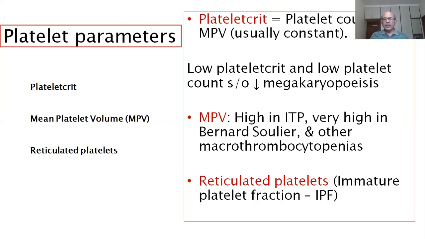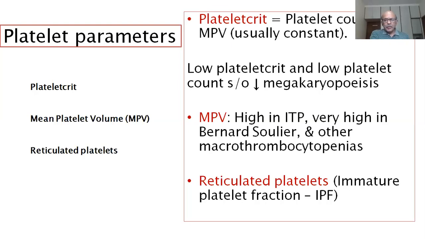So if you have a situation where you have thrombocytopenia with a low plateletcrit, you are dealing with a situation which is rather ominous, because here megakaryopoiesis is defective. An excellent example would be aplastic anemia or acute leukemia, where you have thrombocytopenia, but the platelet size will be small. So a low plateletcrit in the setting of thrombocytopenia should get you worried.